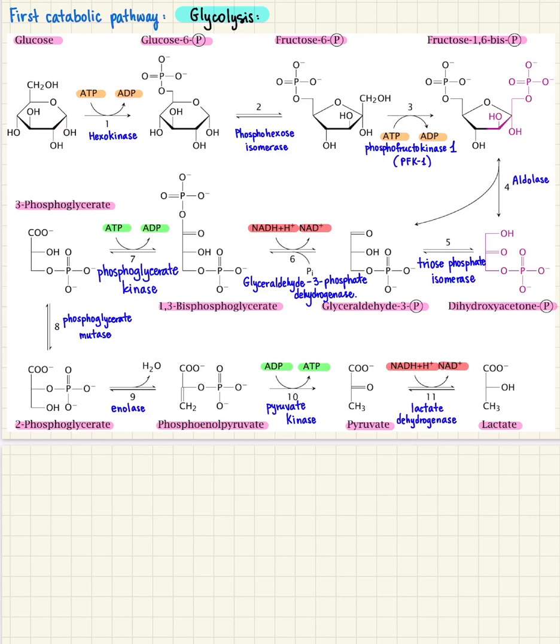The 9th step is using the enzyme enolase, and it dehydrates this molecule. Specifically, it takes off this OH and a hydrogen from here, and that leaves in the form of water. And what we are left with is a double bond over here. This structure is called phosphoenolpyruvate. And for the first time, we finally have the word pyruvate in the intermediate.